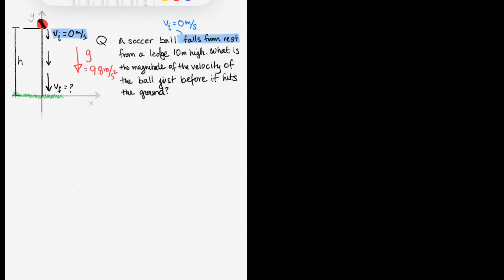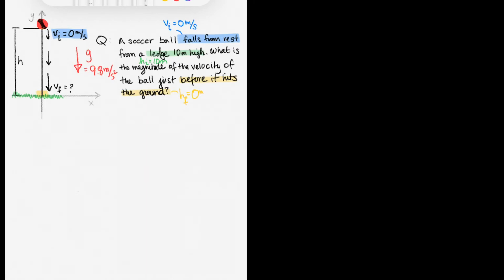The next thing we learn is that the ledge is 10 meters high. That means that the initial height, h sub i, equals 10 meters. We also learn that we would like to know the velocity of the ball just before it hits the ground. Before it hits the ground, that's right here. We call that h sub f, meaning the final height, and is essentially 0 meters.